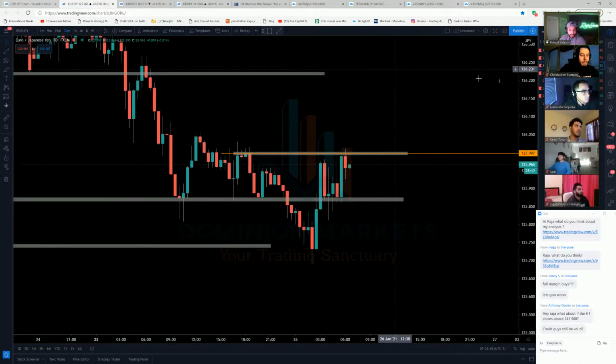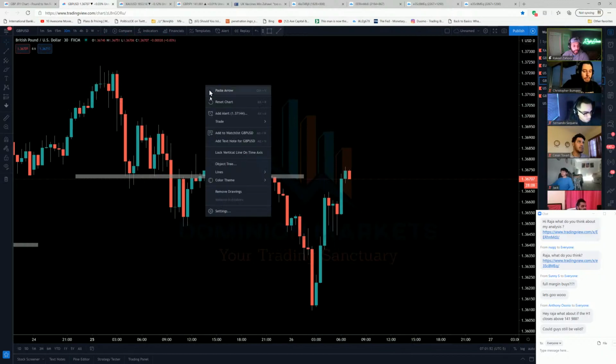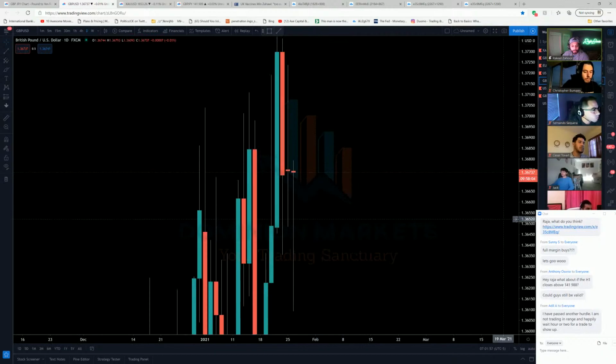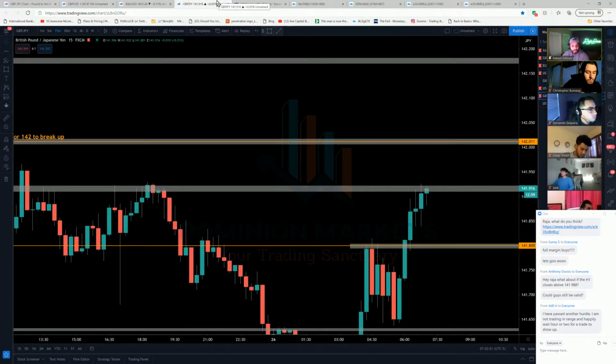Let's take a look at pound USD here for a little bit. We got a special request coming in, so we're going to remove all analysis. We're going to look at the daily time frame. Daily is pushing bullish here a little bit. Previous one was doji. Ooh, pound yen is also about to break up over here above 141.930.